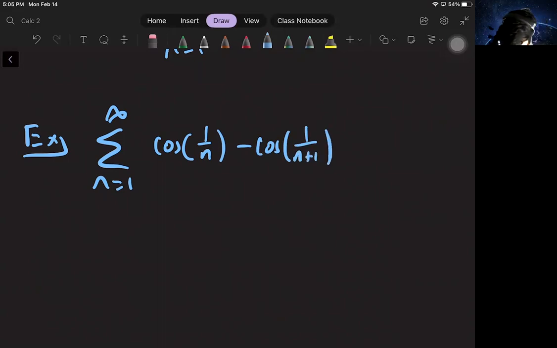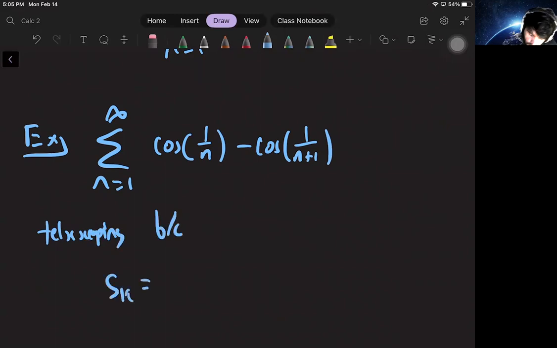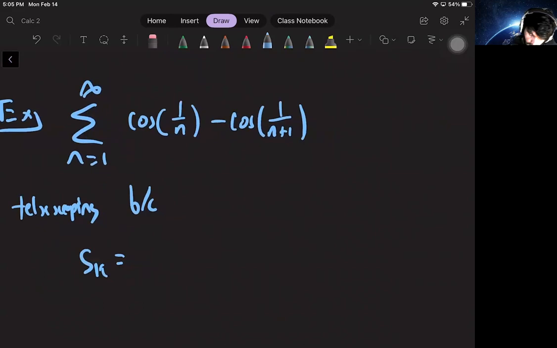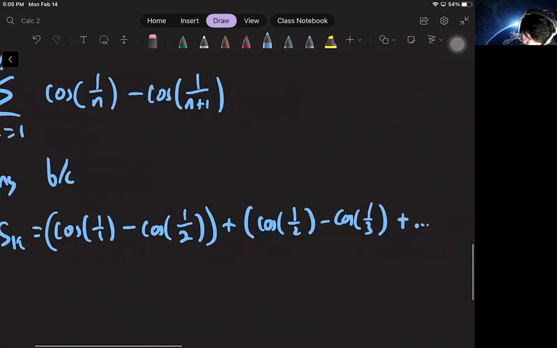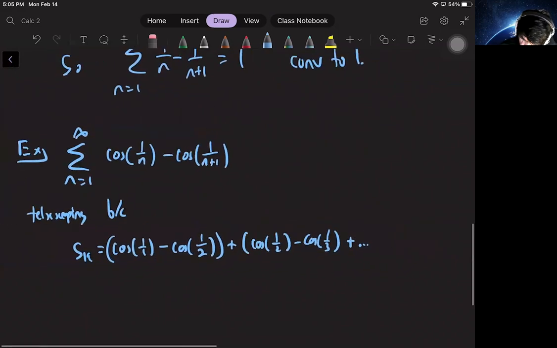So something like this is telescoping because when you write out the partial sums, so let's go up to k again. So cosine of 1 over 1 minus cosine of 1 over 2. That's the first term, that's a_1, plus, now plug in 2, cosine of 1 over 2 minus cosine of 1 over 3. That's the second term, a_2. Go all the way up to the kth term.